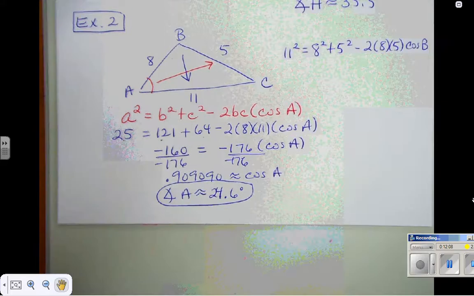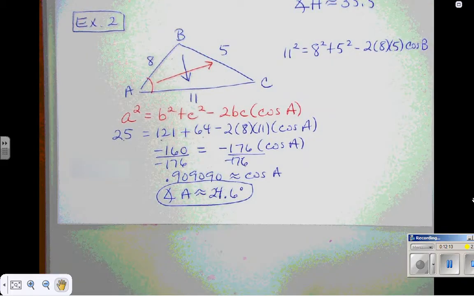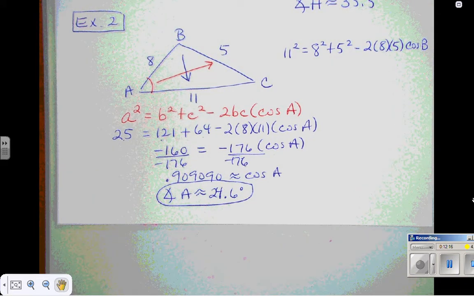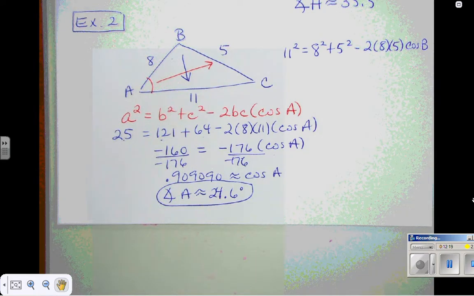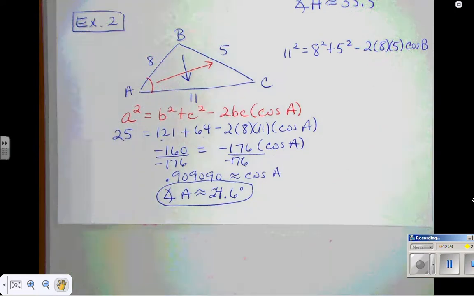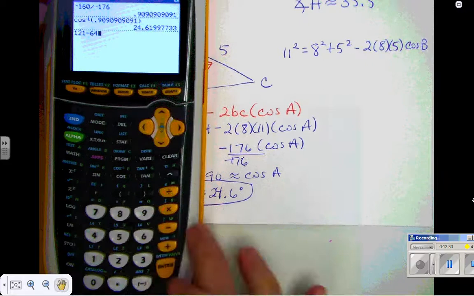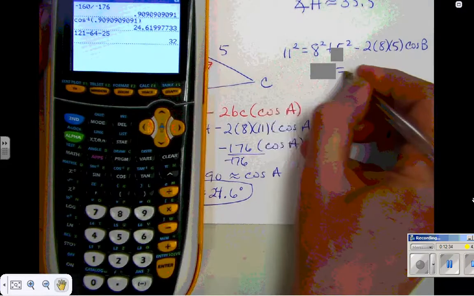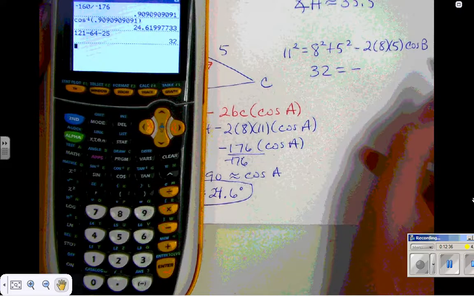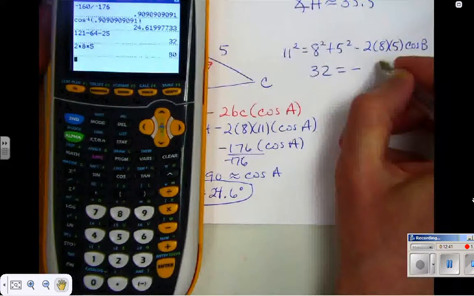So you do not want to use the law of sines. Would it give you a different answer if you use the... It might, yeah. And so you can work on that some more next year, but this year we're just going to keep it simple. So that's 121 minus 64 minus 25, and I'm getting 32 equals negative, let's see, 2 times 8 times 5 is 80.